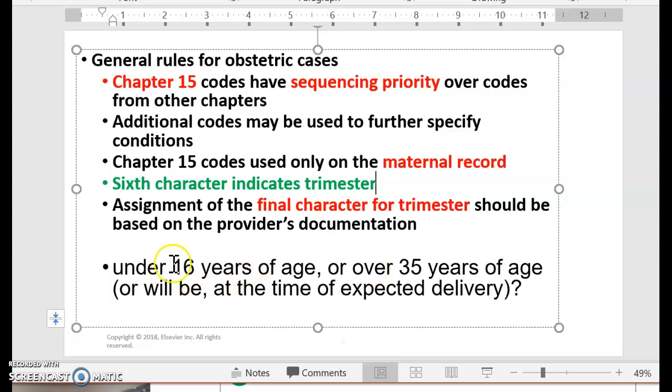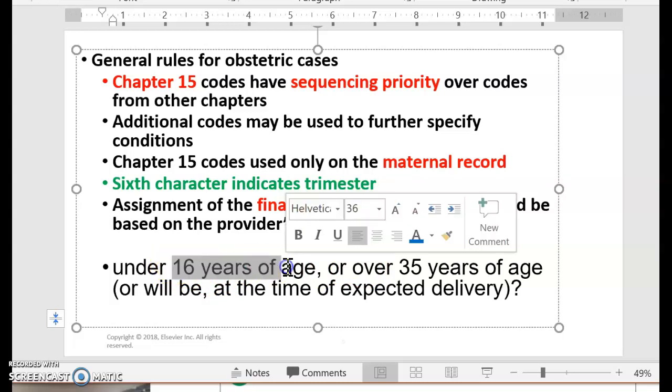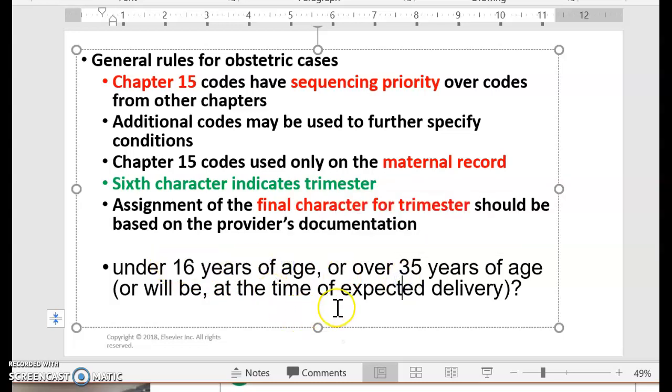Ages are very much important. If the patient is under 16 or over 35, it is considered to be a high-risk pregnancy. I forgot to mention that here. But these ages are high-risk pregnancies, which is considered especially at the time of expected delivery.